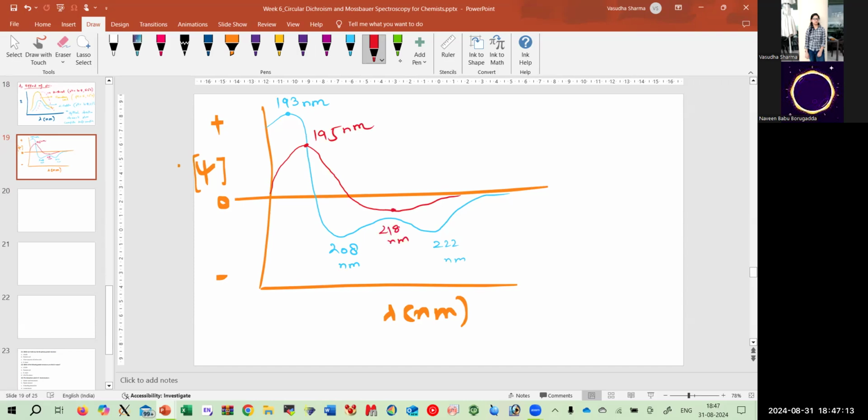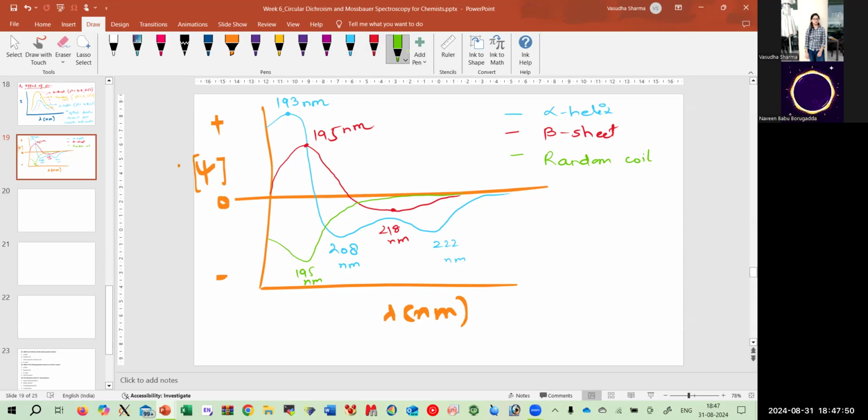And the last one that we have is starting from the positive and going to negative, very broad. So 195 nanometer, and this is also around 222 something. The blue one is alpha helix, the red one is beta sheet, and the green one is random coil. So this is basically at different temperatures as well as in pH.